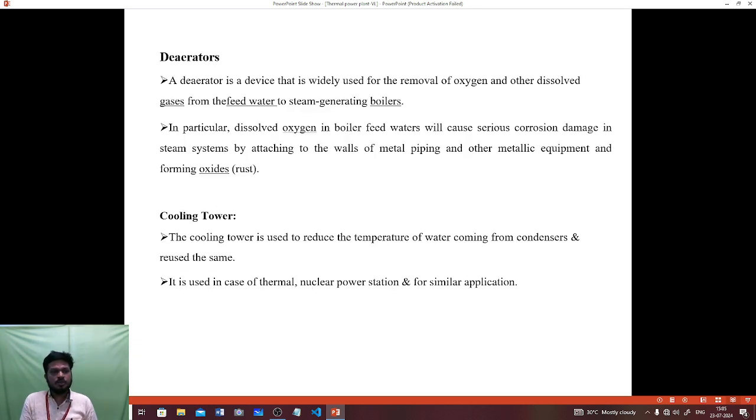Next, we are going to see about the deaerators. A deaerator is a device that is widely used for removal of oxygen and other dissolved gases from the feed water to steam generation boilers.